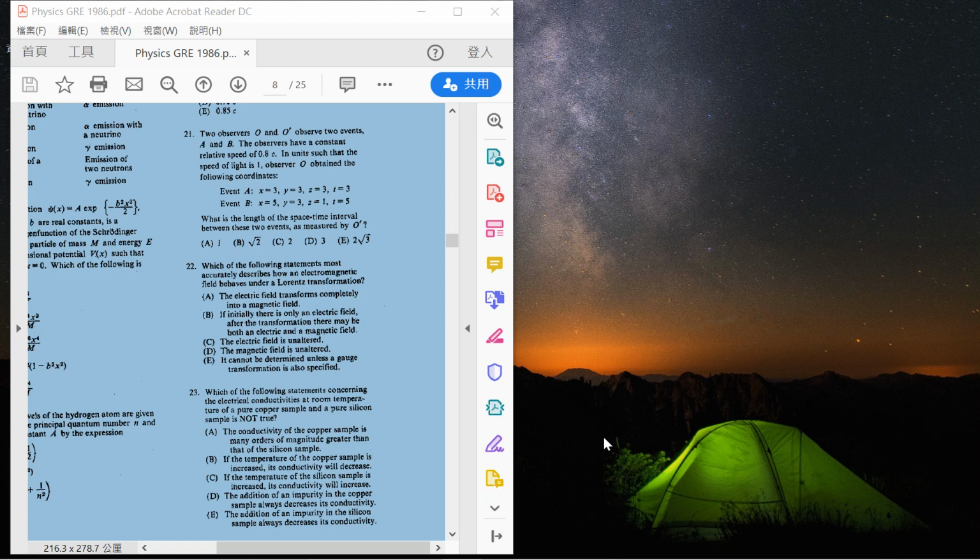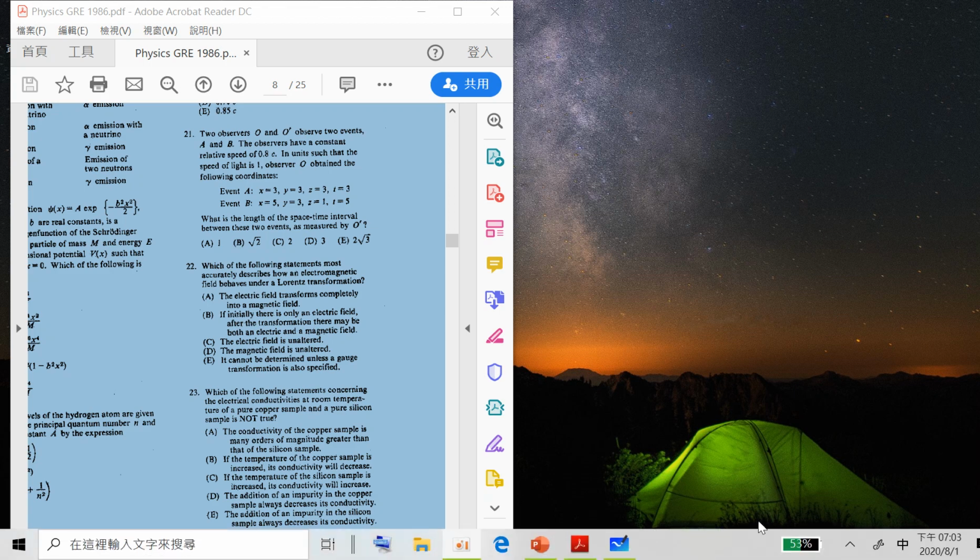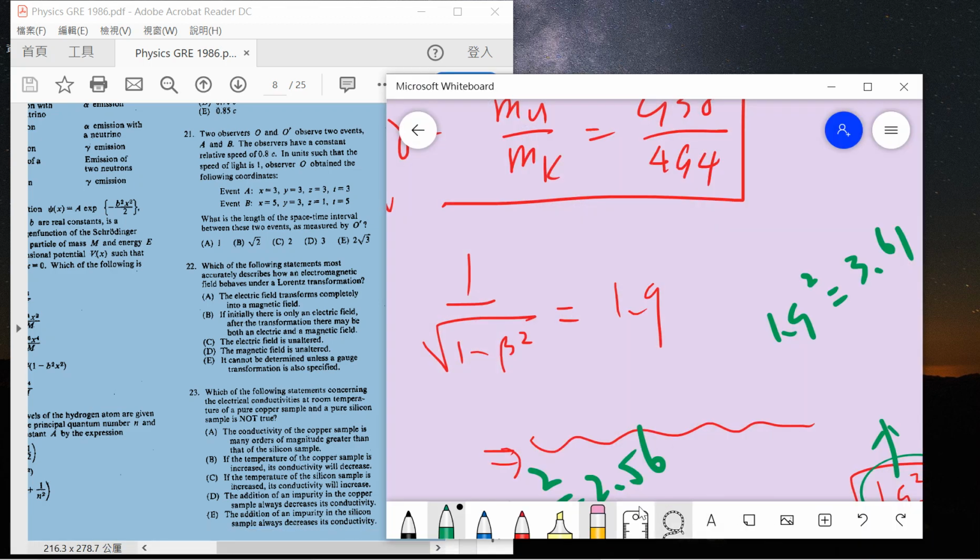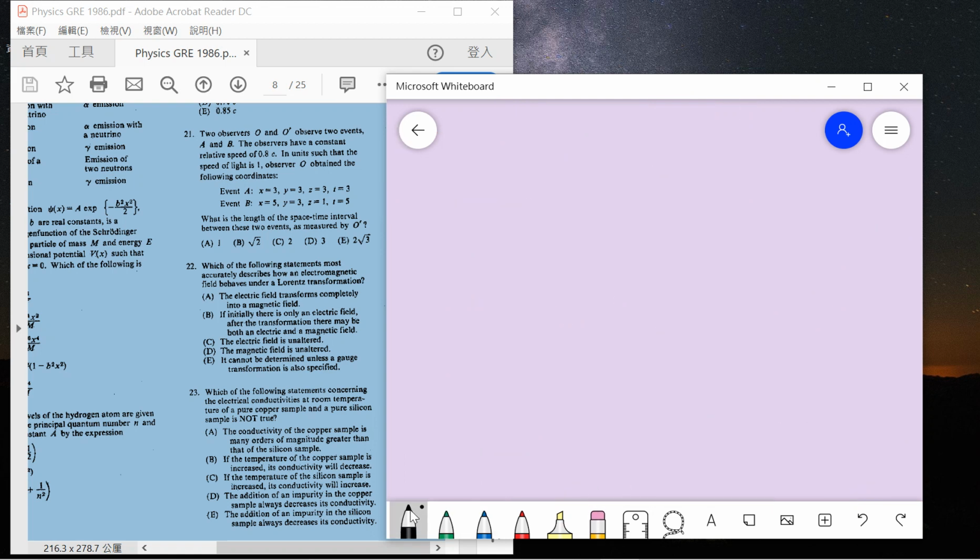Okay, so 21 gives you some O and O prime and asks you about the space-time interval. Okay, so this is a common special relativity question. So what is the space-time interval, right? The metric in special relativity is here.